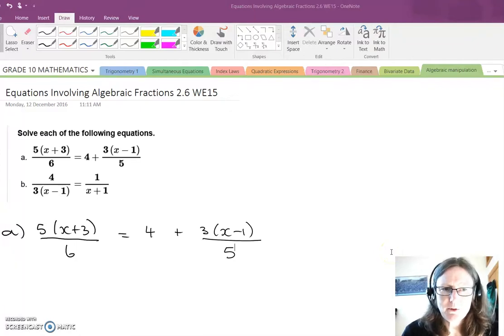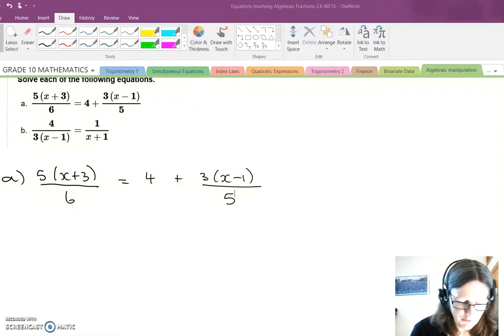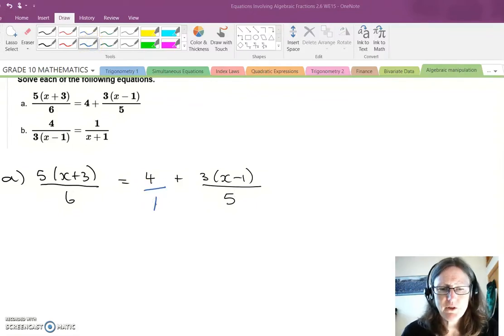Alright, two more examples of equations involving algebraic fractions. These come from the textbook 2.6 worked example 15. Here's our first example. What I'm going to do first of all is put the 4 over 1, so they're all as a fraction.